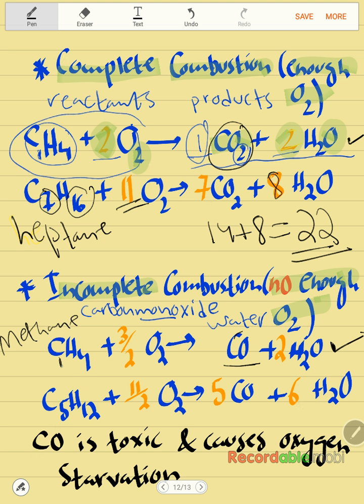So you have 1 carbon. Here, the carbon monoxide also has 1 carbon, so there is no need to add any coefficient here. You don't need to add the 1. And then for the hydrogen, you have 4. So you go to the water, step number 2. You already have 2. What multiplied by 2 can give you a 4? It's 2.